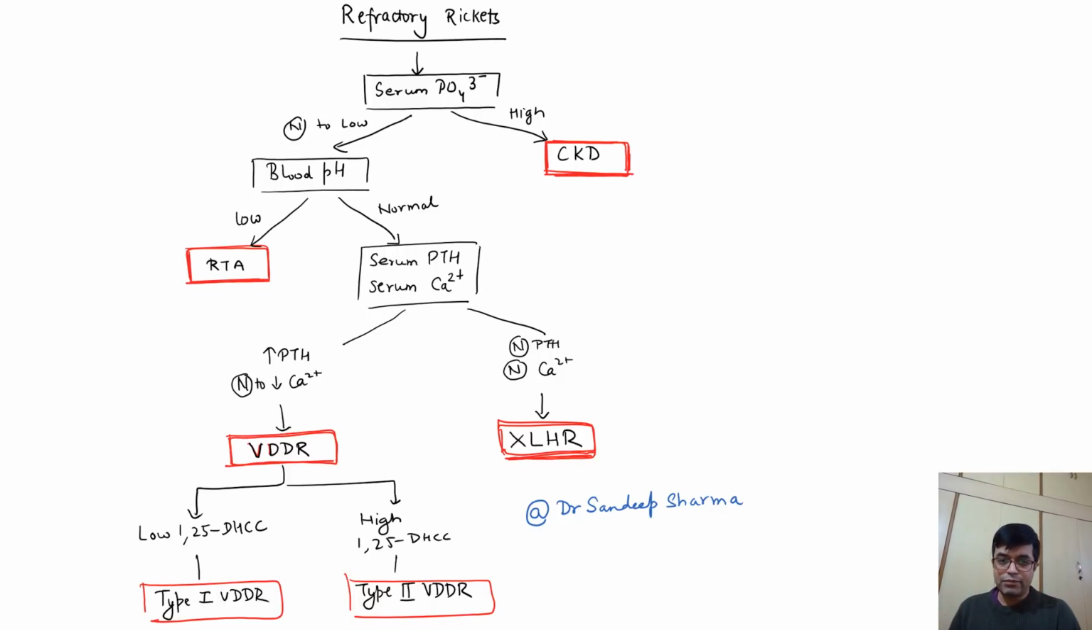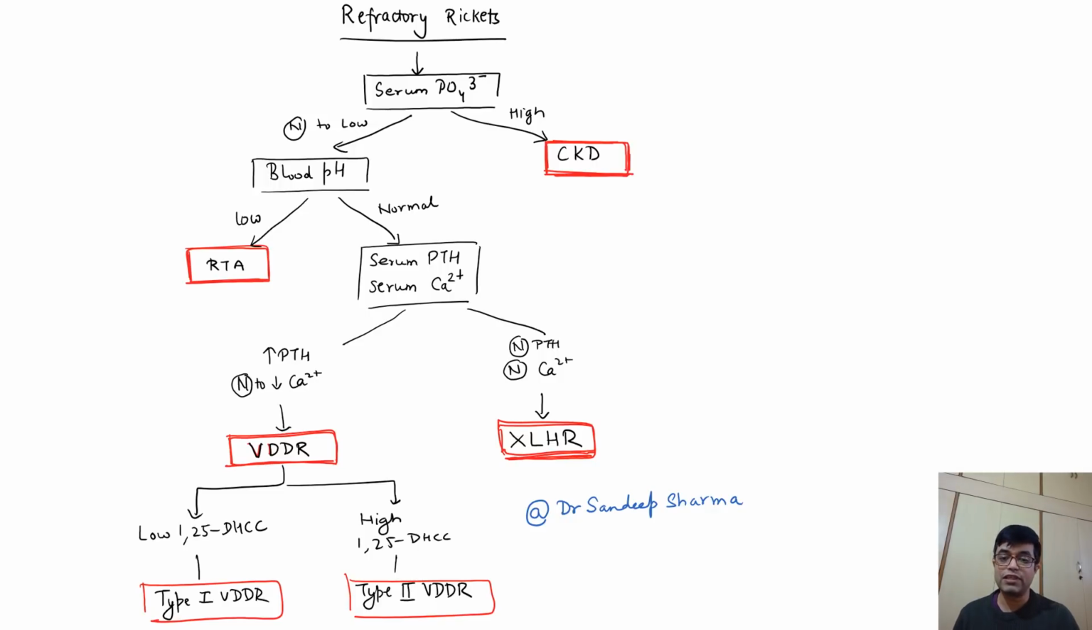The red tables are showing you the clinical findings, the diagnosis. So any child who does not respond to 2 doses of vitamin D, what is the first investigation to do? You will do a serum phosphate level. If it is high, you will think of chronic renal failure. If it is normal to low, you will do a blood pH. If blood pH shows metabolic acidosis, it will show renal tubular acidosis. If it is normal, then you proceed for calcium and PTH levels.